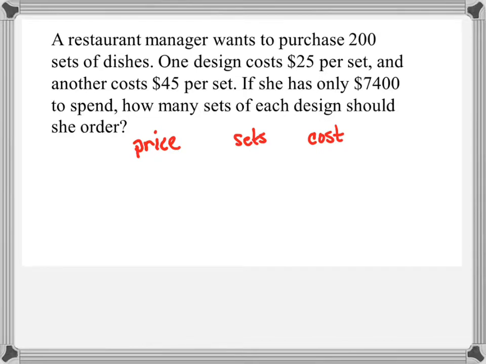Okay, so here's a second problem. We've got a restaurant manager who wants to purchase 200 sets of dishes. One design costs $25 per set and another costs $45 per set. If she has only $7,400 to spend, how many sets of each design should she order? So I'm going to set up a table with columns price, number of sets, and the cost. So we've got design 1, design 2, and then a mixture or a combination of the designs.